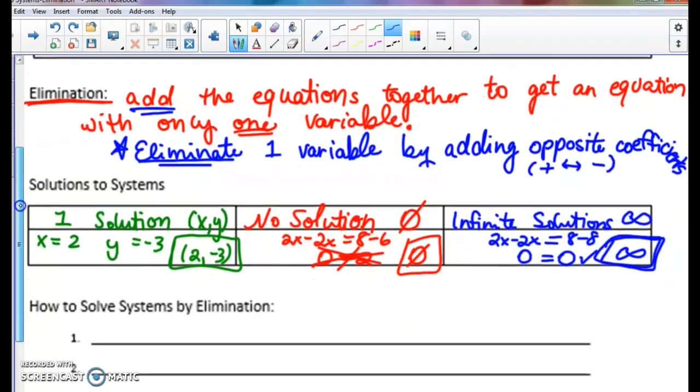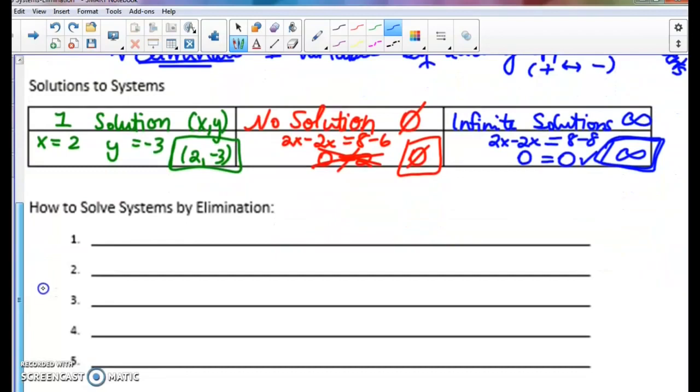Now we scroll down this way, we'll look at how to solve systems by elimination. Okay, so for our first step for how to solve systems by elimination is that we're going to make opposite coefficients by multiplying one or both equations.